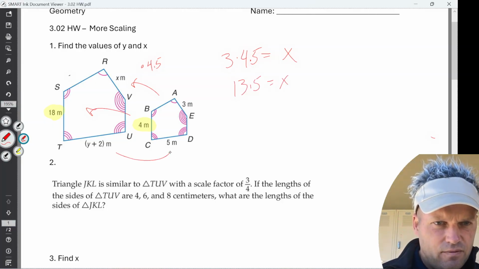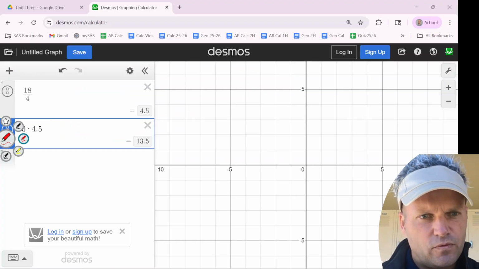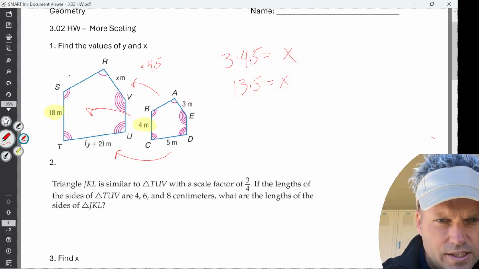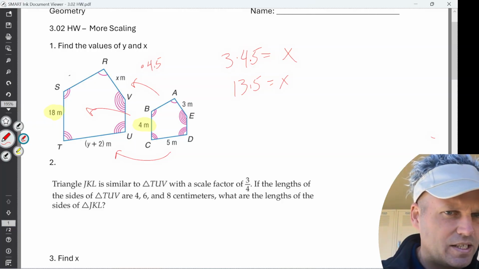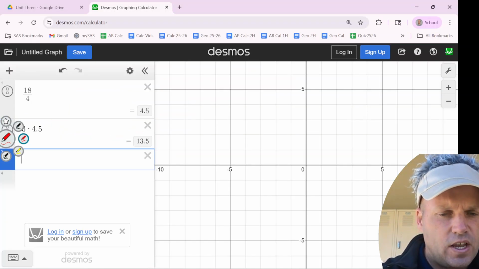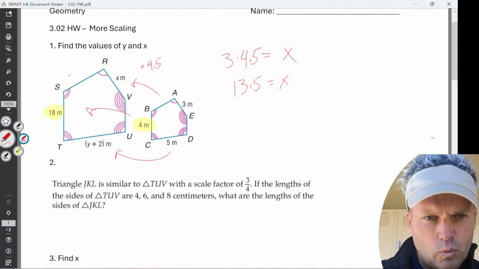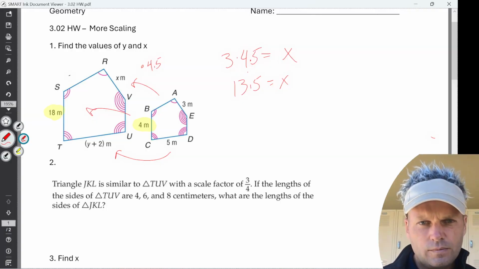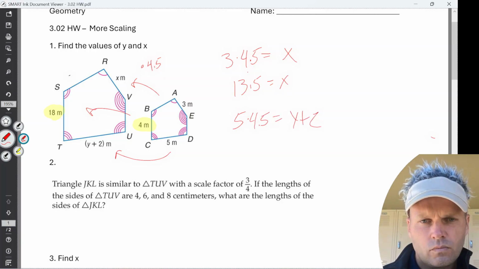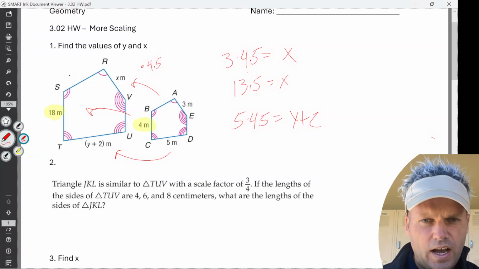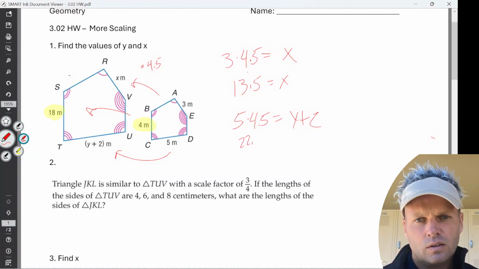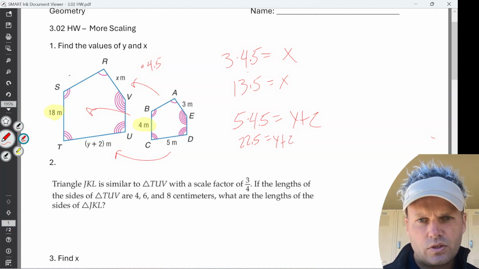And then I can see that 5 times 4.5, that is CD. CD is 5, will correspond to TU. So 5 times 4.5, which is 22.5, equals Y plus 2. So 22.5 equals Y plus 2, Y equals 20.5.